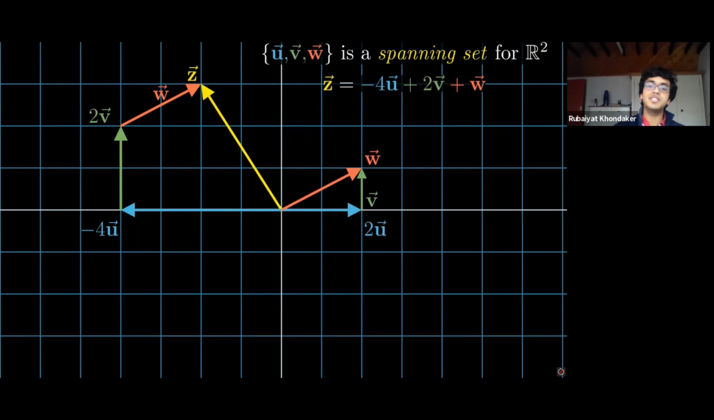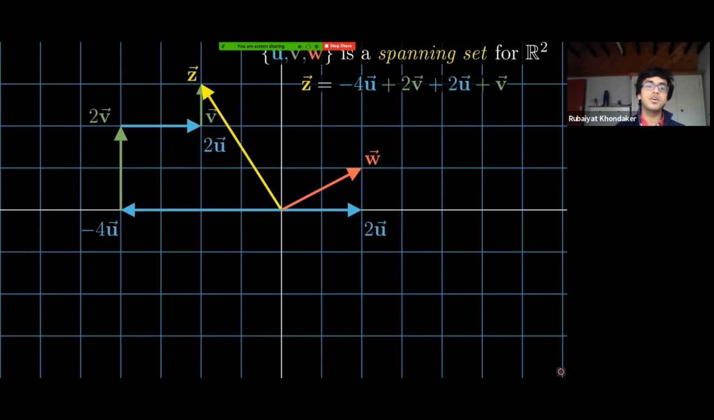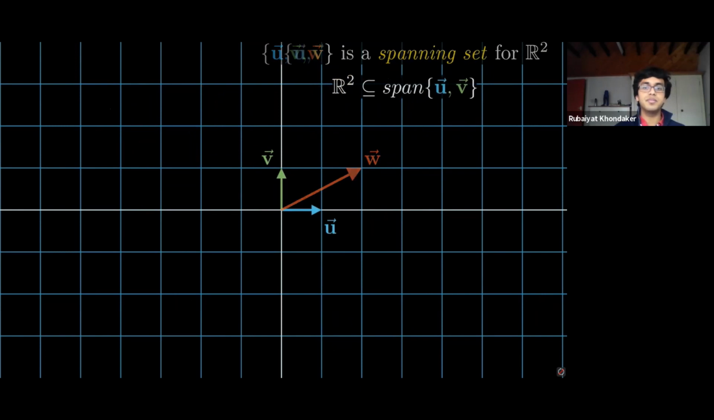But note that you can write w itself as a linear combination of u and v. So you can substitute that into the equation for z and write z purely in terms of u and v. You don't actually need w. So z is in the span of u and v where you remove w. And actually in general, the entire plane is in the span of u and v. So u and v by itself is a spanning set for the plane.